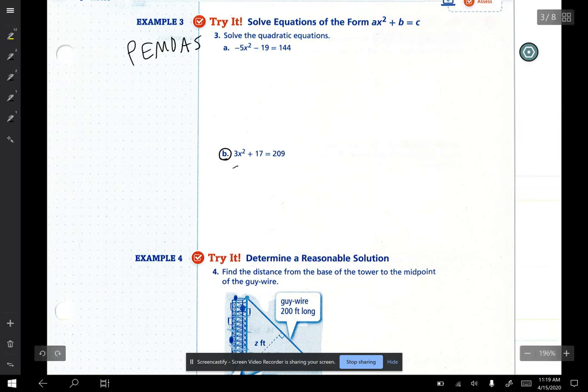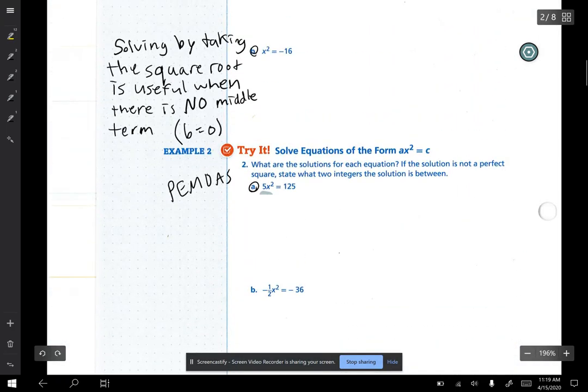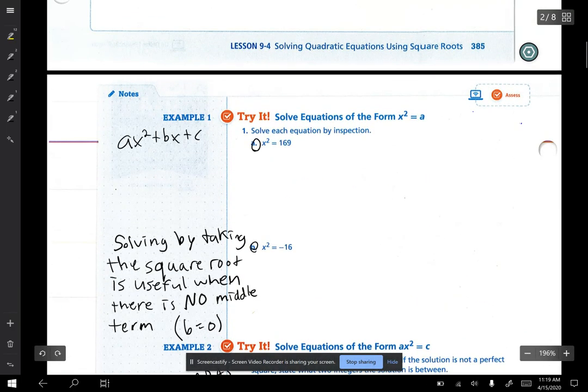We're not talking about 3x squared plus, you're not going to see any just x's, plus 17 equals 209, because that's when it gets more complicated. That's when we'll have to use other strategies. For now, there won't be any x's. It'll just be x squared and numbers. So we'll start with the most basic example. You have x squared equals a number. So example 1a.